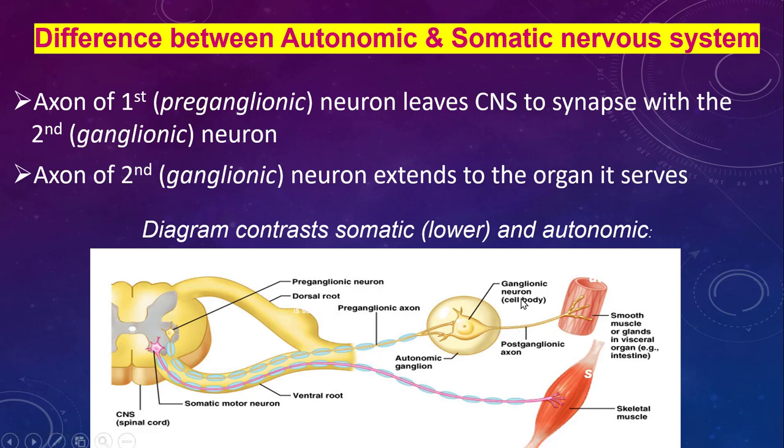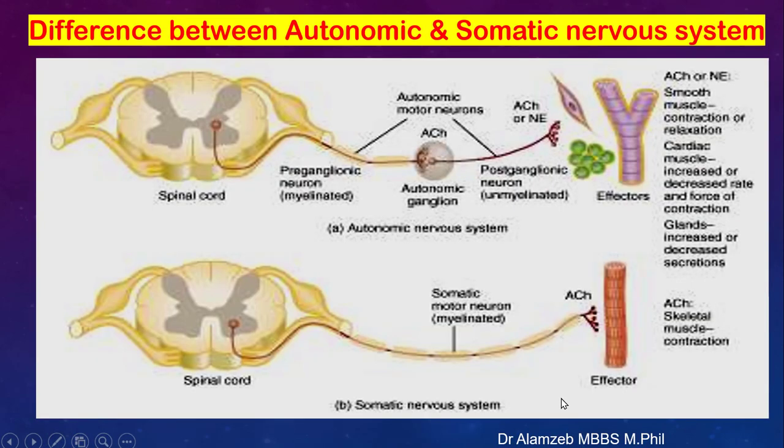So the autonomic nervous system uses two neurons for its activity, while the somatic nervous system uses only a single neuron which supplies the skeletal muscle. It originates from the spinal cord, ventral gray matter or ventral segment, and directly supplies the organ. Difference between autonomic and somatic nervous system. First, we discussed that in the autonomic nervous system there are two neurons, the preganglionic neuron and the postganglionic neuron.